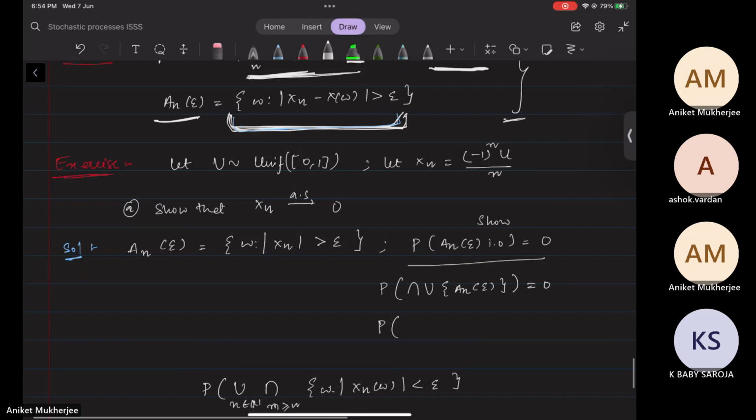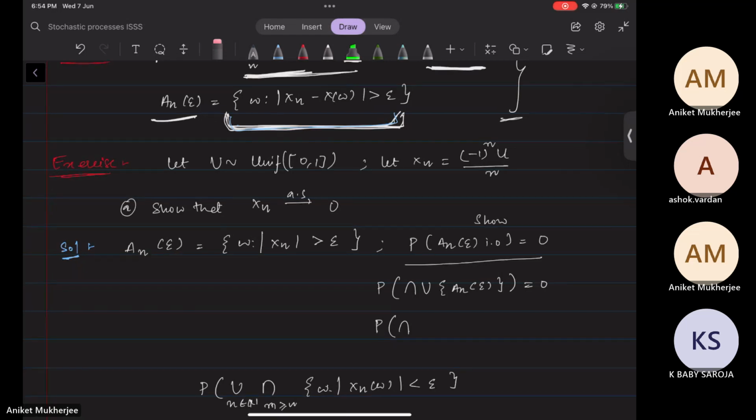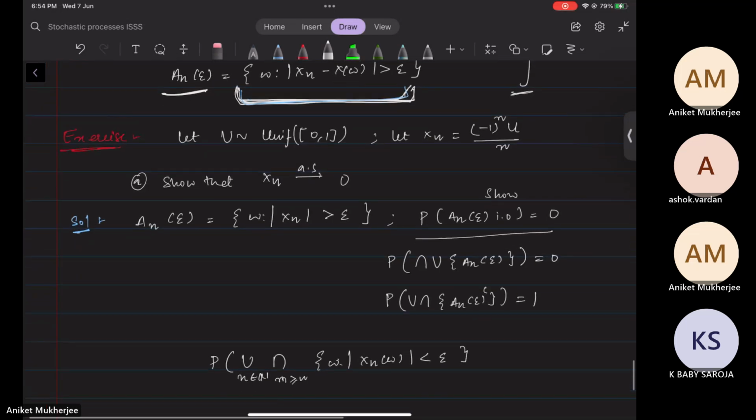What I'll show is the probability of the complement of this is 1. This complement would be a union of intersections of A_n epsilon complement equal to 1. I'll try to show this. So this will imply this.